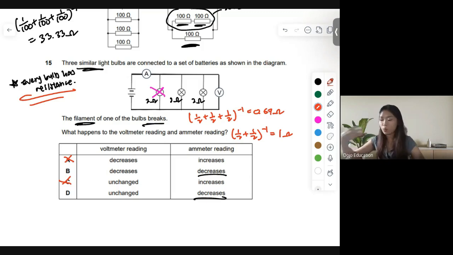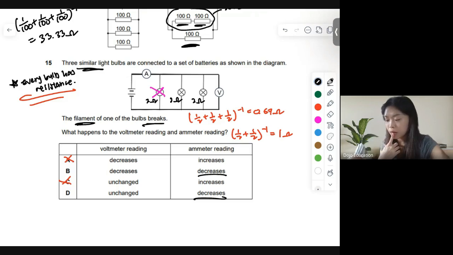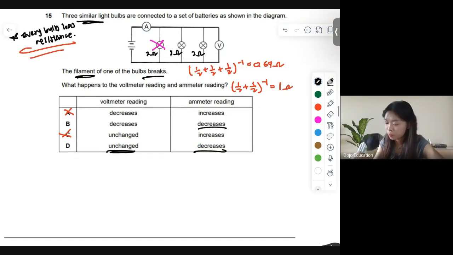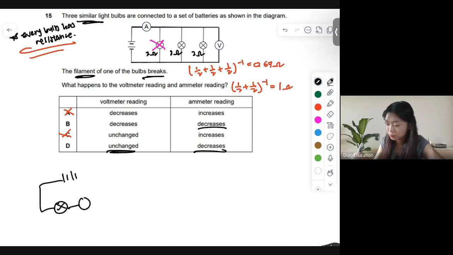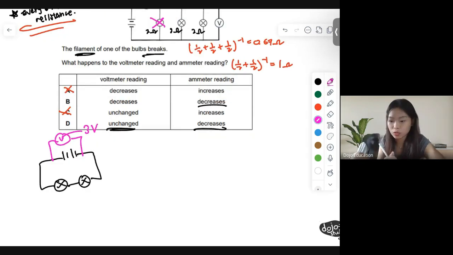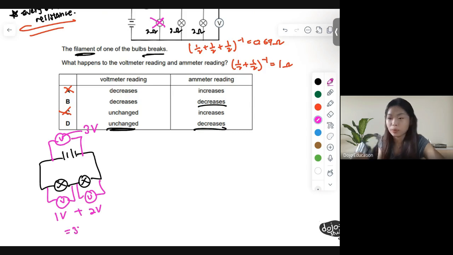Okay, then what happened to the voltmeter reading? For voltmeter, just take note, because they are parallel, right? They share the same voltage throughout. So it will be unchanged. Okay, so it wouldn't change. For example, now, I have a series like that. My total voltage is like 3 volts. So how do I get 3 volts as my total voltage? It's probably my voltage for this light bulb is like 1 volt, and my voltage for this light bulb is 2 volt. So 1 volt plus 2 volt give me 3 volt, and this is in series.